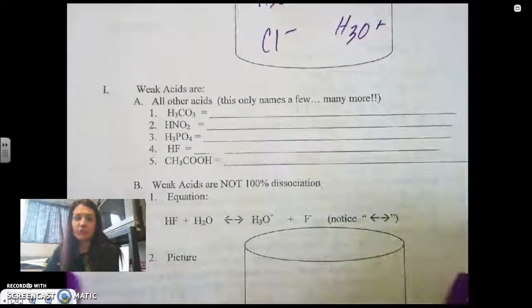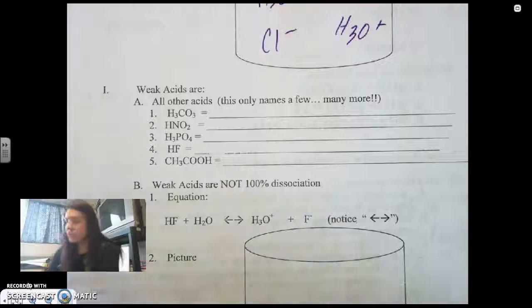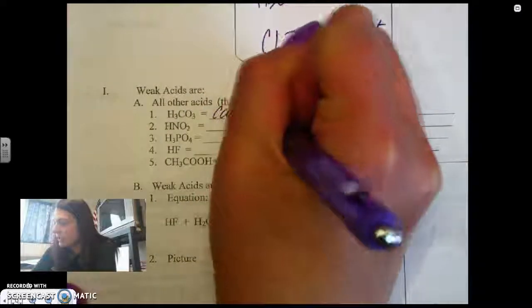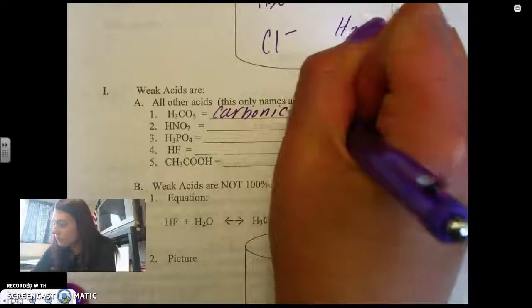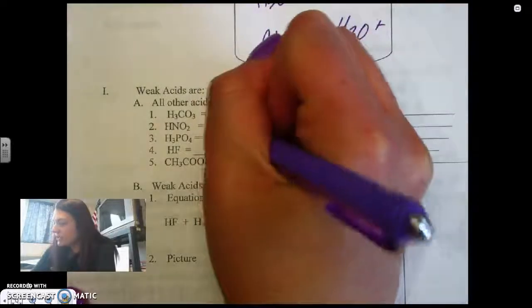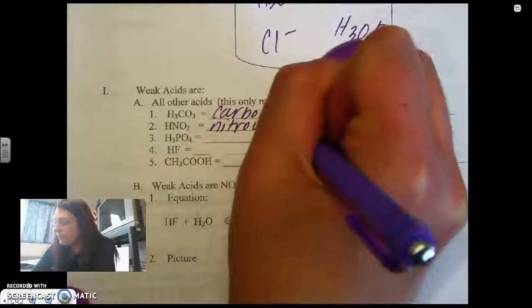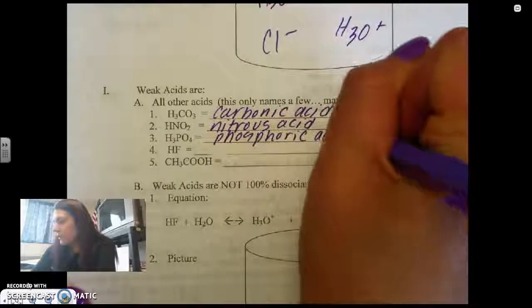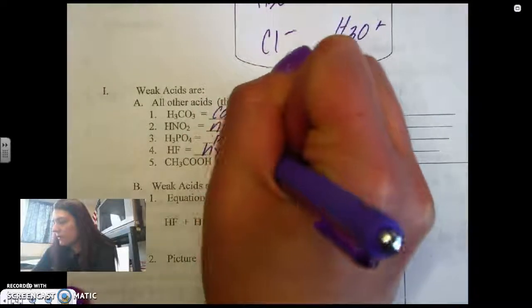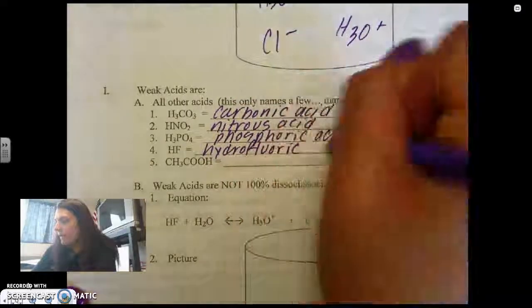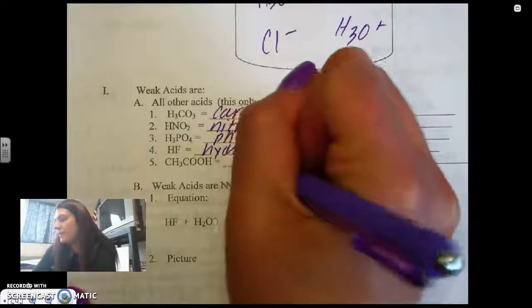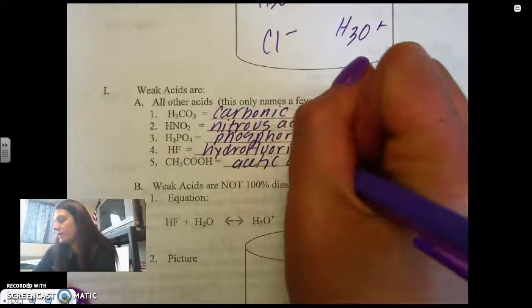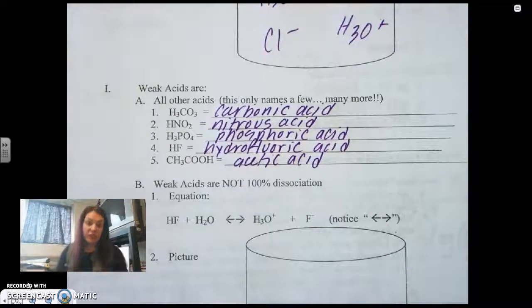Now, these are just a few weak acids. This is carbonic acid, a weak acid. This is nitrous acid. This is phosphoric acid. This is hydrofluoric acid. And the last one is acetic acid. These aren't all of the weak acids, there are tons more, but you do need to know that those 6 are the only strong ones.